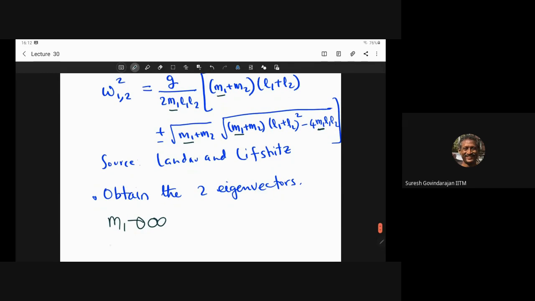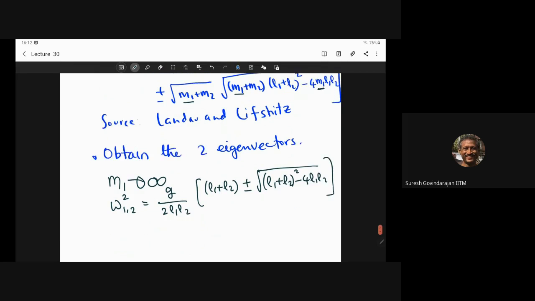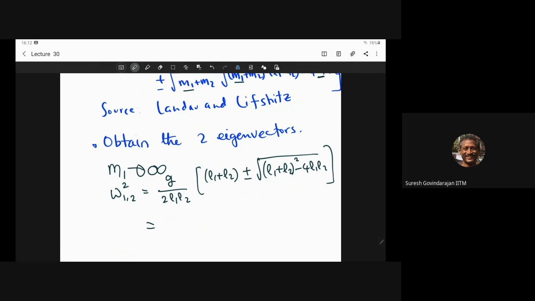So then in such situations, omega 1 2 square equal to, so the m1s will disappear, g by 2 L1 L2 into m1 goes off into L1 plus L2 plus or minus this. So you can see that all these m1s will go away, cancel away, square root of L1 plus L2 minus 4 L1 L2. So all the m's disappear in this limit. The answer will be a little boring, don't get upset about it.